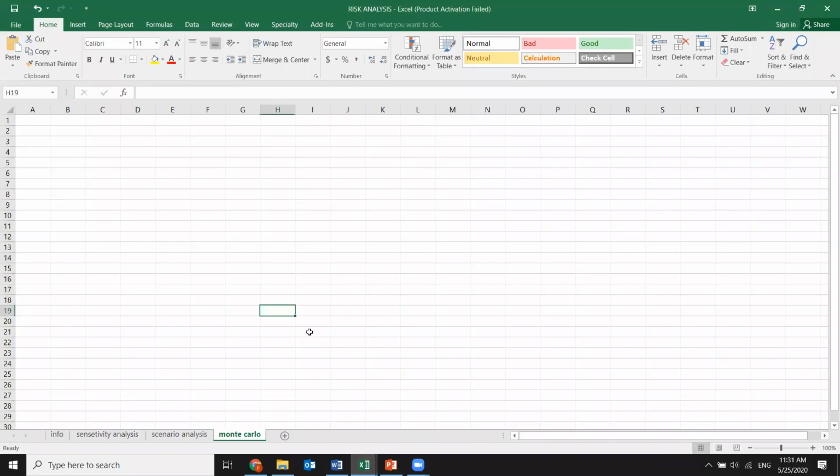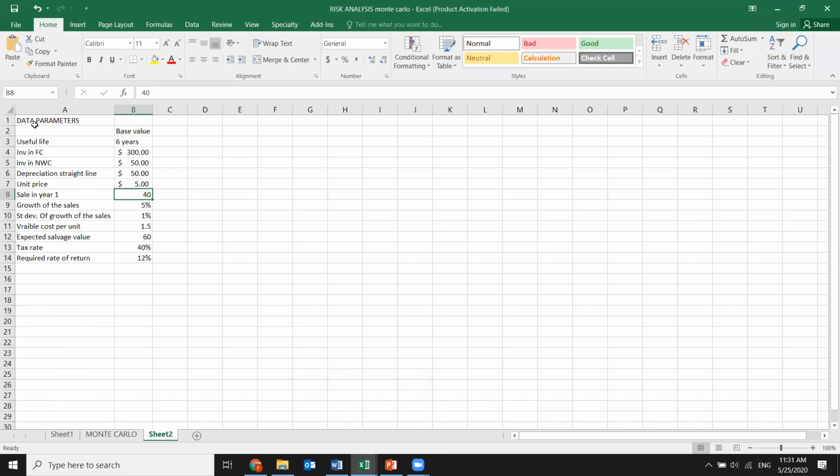Now, let me just go to here. We have data parameters here, which I put in. These are the data parameters that were given. Useful life of the project is 6 years. It's an expansion of the project, let's say. Investment in fixed capital is 300 thousand. It's exactly the same as we used in the previous example, sensitivity and scenario analysis. It's just one example. Investment in net working capital changes by 50. They're all in thousands, but I reduced them and I'm not showing the thousands. Depreciation is straight line to 0, which is 50 for 6 years. 300 divided by 6, you get 50.